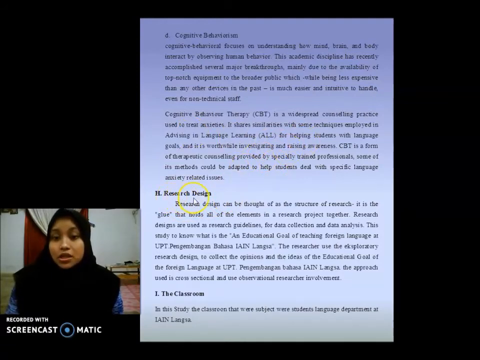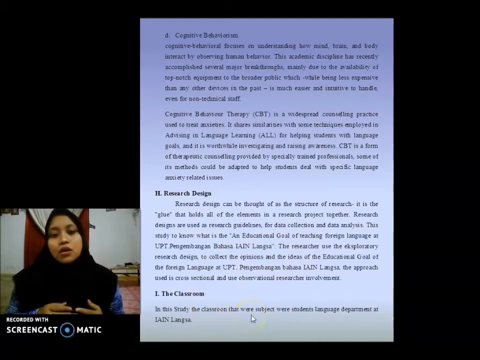Research design. Research design can be thought of as the structure of research. It is the glue that holds all of the elements in a research project together. Research designs are used as research guidelines for data collection and data analysis. And then classroom. In this study, the classroom subjects were students of the language department at IAI Langsa.